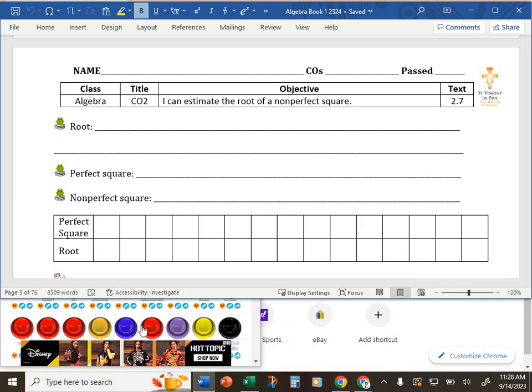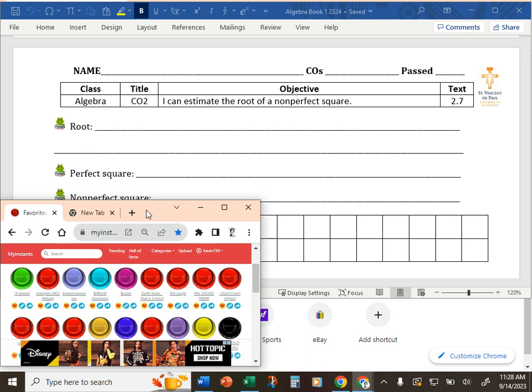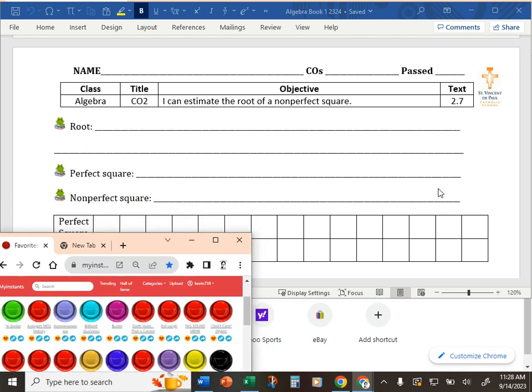Algebra. Why is that showing? I don't want ads to Hot Topic. We'll move that down. There we go.